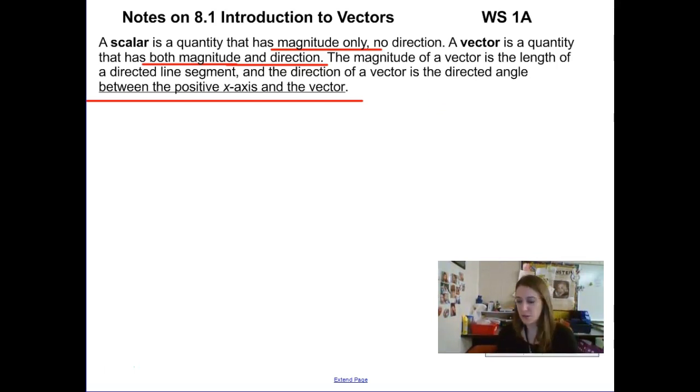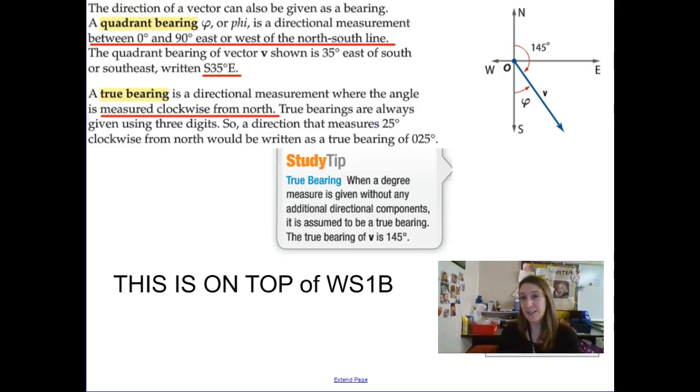So now, finally, we're on our notes. So remember our vocab. A scalar is a quantity that has magnitude only, no direction. A vector has both magnitude and direction. So one of your tasks is to figure out whether we're looking at a scalar or a vector. And the direction of the vector is the angle between the vector itself and the positive x-axis. But we're going to find out next that that's not the only way they can measure things, of course.